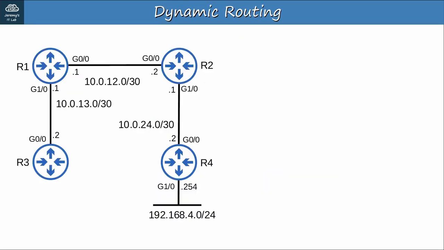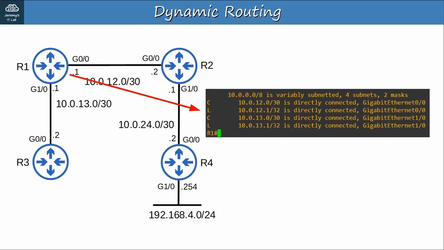Here is the network topology I'll use for the beginning of this demonstration. 4 routers, R1, R2, R3, and R4, and there is a LAN connected to R4, 192.168.4.0/24. We'll be focusing mostly on R1's perspective for now. Without configuring any static routes or dynamic routing protocol, R1's routing table looks like this. Just connected and local routes, which were automatically added when IP addresses were configured on its interfaces.